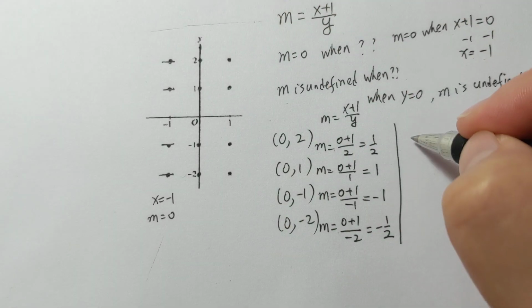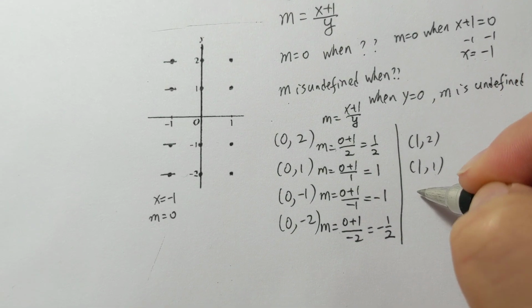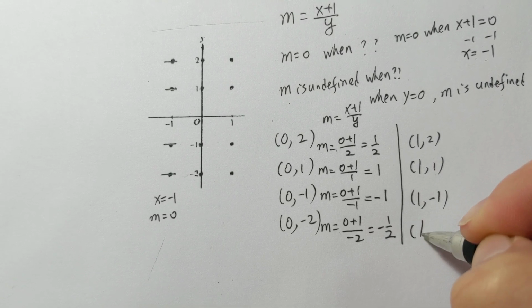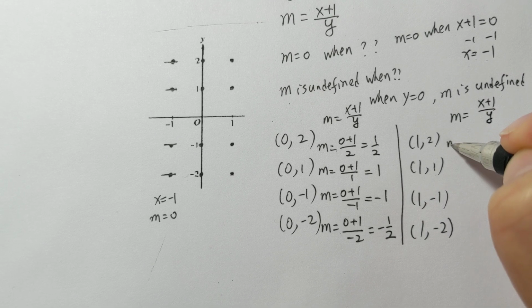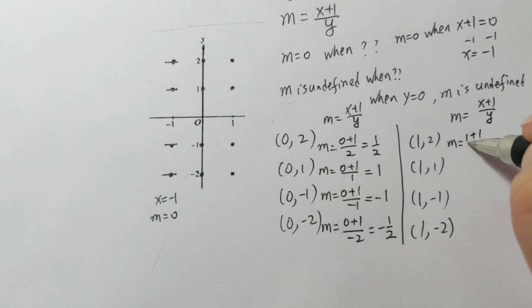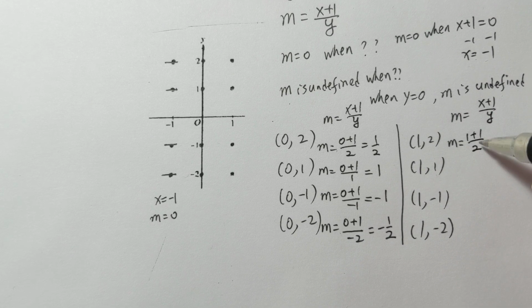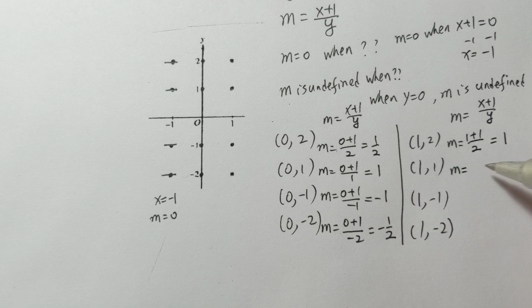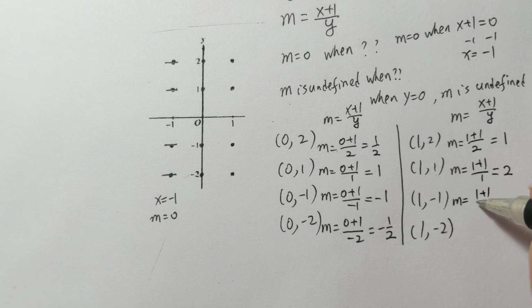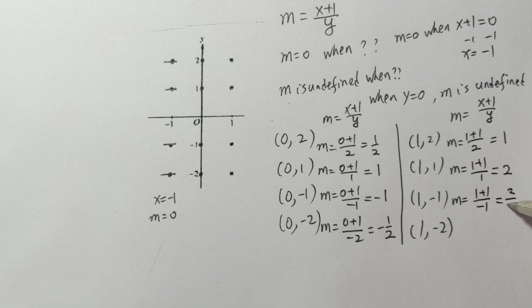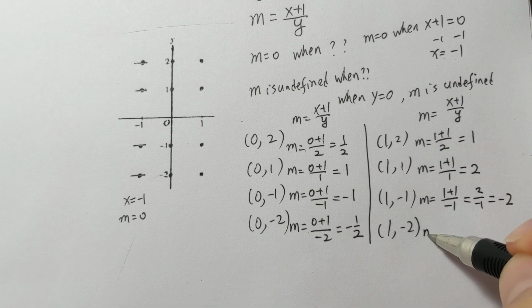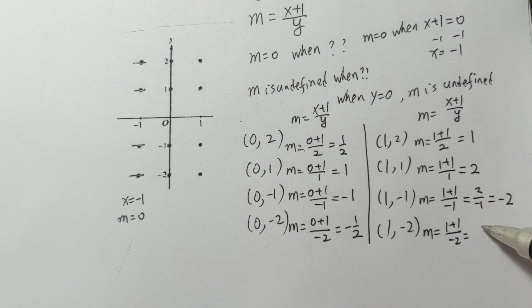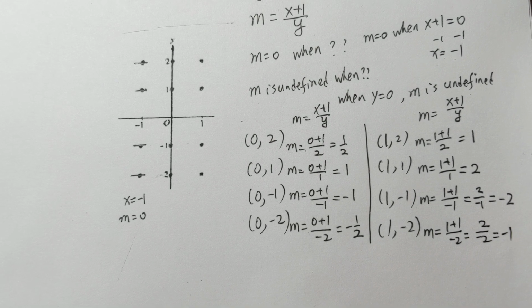So this column, we still have m equal to (x plus 1) over y. So we get 1 plus 1 over 2, which is 1. 1 plus 1 over 1, we get 2. 1 plus 1 over -1, we get -2. So we have calculated the slopes.